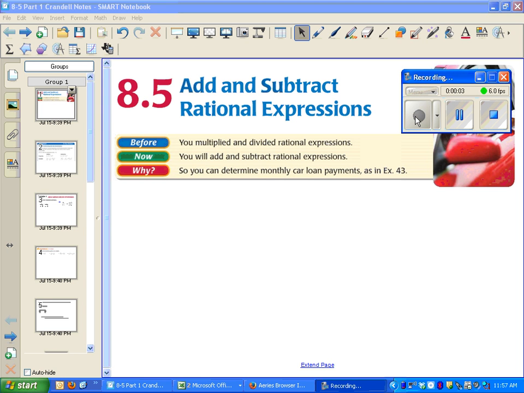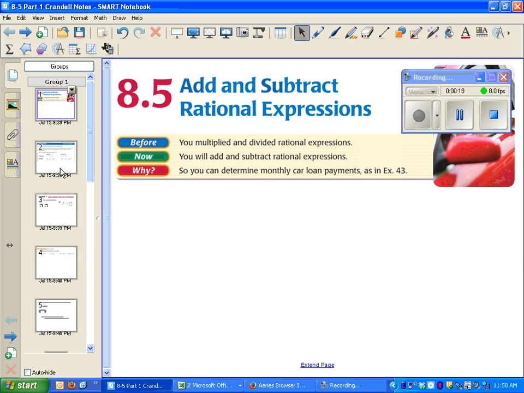Add and subtract rational expressions. If you can add fractions, then you'll be fine. If not, pay attention to the review part. But we are going to add with like denominators first, so that part is nice.